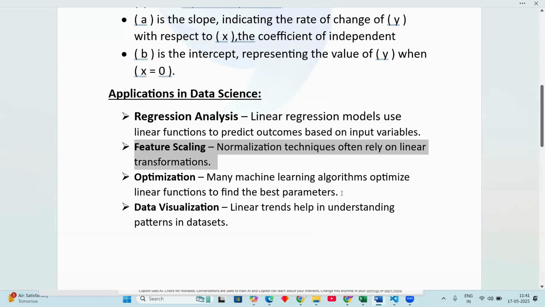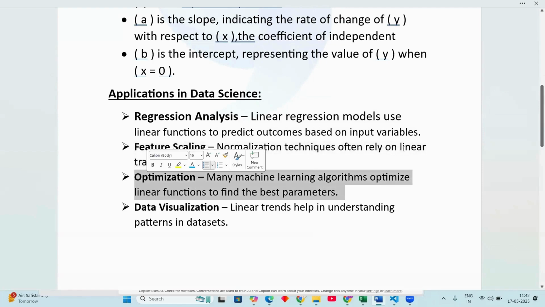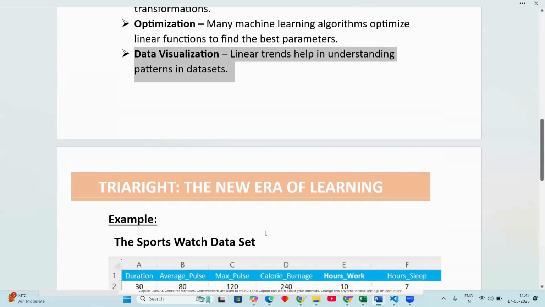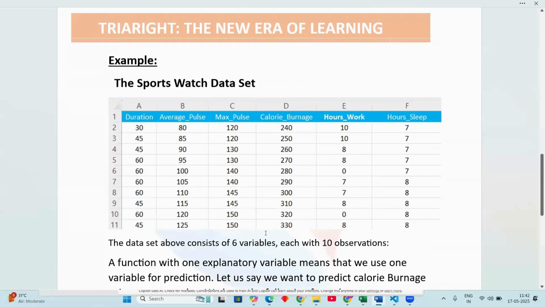For optimization, many machine learning algorithms optimize a linear function to find the best parameters. You also know about data visualization from the beginning of the section: linear trends help in understanding patterns in data. Okay, now let's take an example.